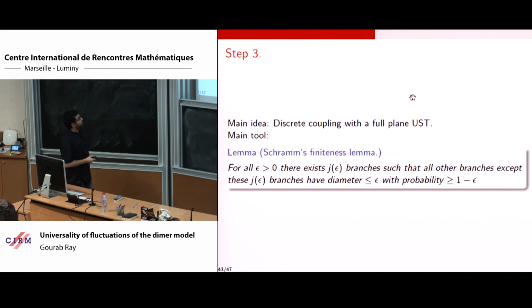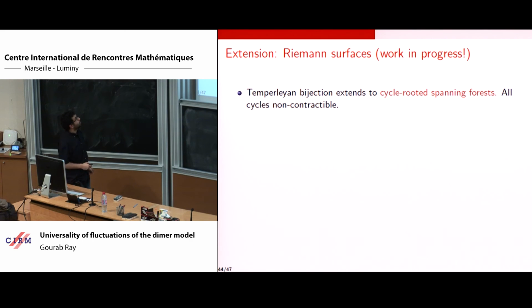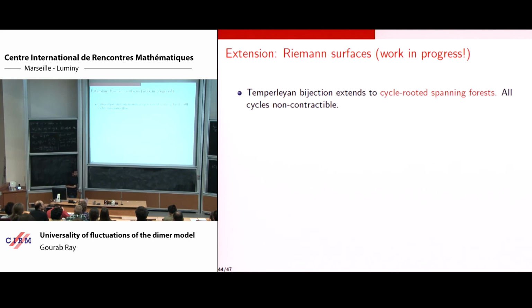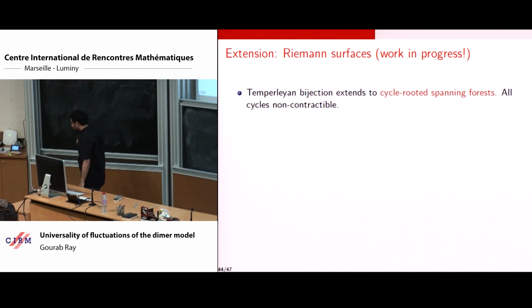Okay, so that's the error part, and this is the part that's a work in progress, so it should be all taken with a pinch of salt. It turns out that this Temperley bijection extends to higher genera, if you want. So what happens? You don't have a uniform spanning tree, but some cycle-rooted spanning forests. Okay, so you'll have some cycles.